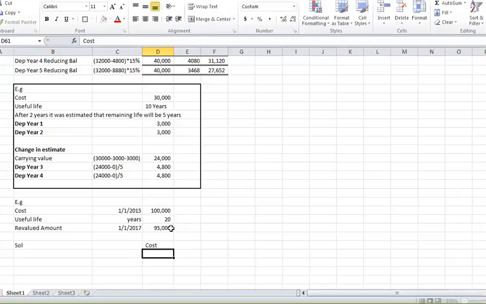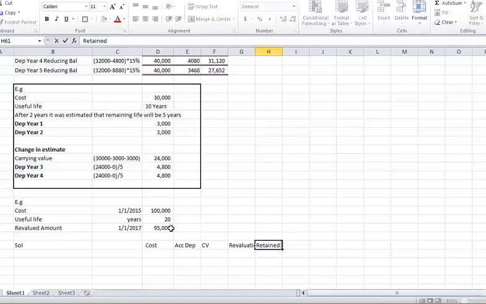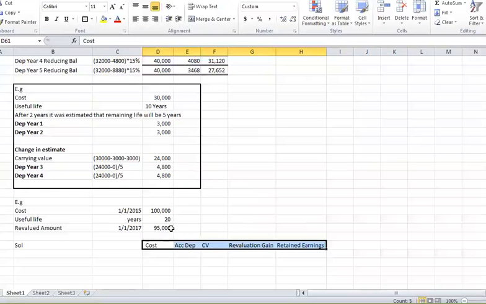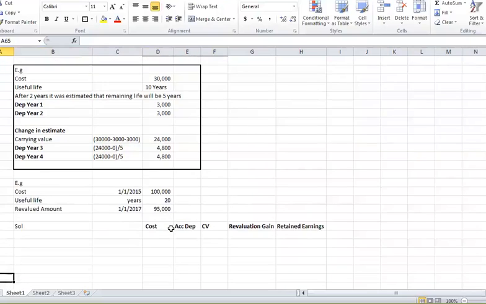So we will prepare few columns. First column is for the cost. Second column is for accumulated depreciation. Third column is for the carrying value. Fourth column is revaluation gain. And the fifth column is for the retained earnings. Retained earnings means actual profit. So we will solve the example of revaluation with the help of these columns.